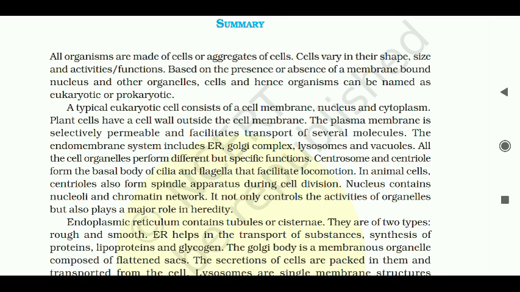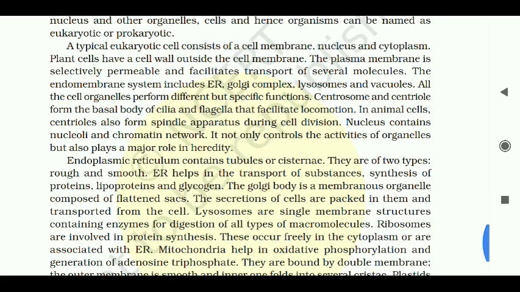Endoplasmic reticulum contains tubules or cisternae. They are of two types, rough and smooth. ER helps in the transport of substances, synthesis of proteins, lipoproteins, and glycogen. The Golgi body is a membranous organelle composed of flattened sacs. The secretions of cells are packed in them and transported from the cell.